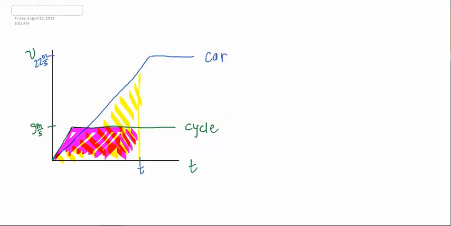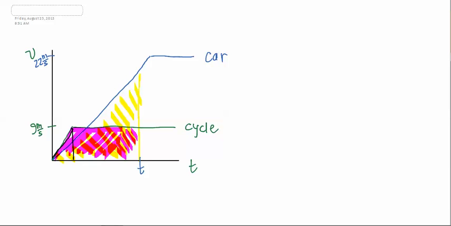Now I have arbitrarily chosen that time to be before the car stops accelerating, so before it reaches 22 meters per second. And there's a couple ways that we can work on figuring out where that is. So first of all, the cycle definitely has this first area right here that is a triangle. Okay, and it has the second area that is a rectangle.